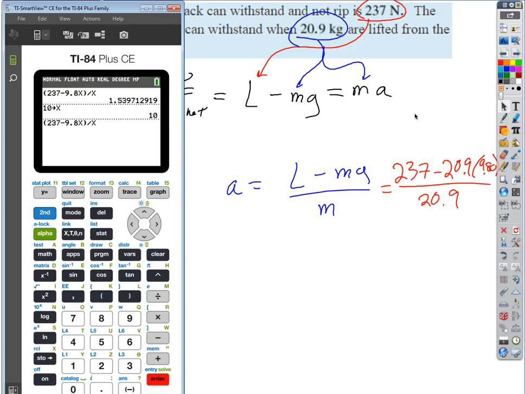Well, technically it'd be like 236 points, because the bag rips at 237, anything above 237. So it'd have to be 237 times 9.8. No. Well, if I set the acceleration equal to 0, you said the right thing: set the acceleration equal to 0, then I'd get L minus mg equals 0. So mg would have to just equal L, which is 237.